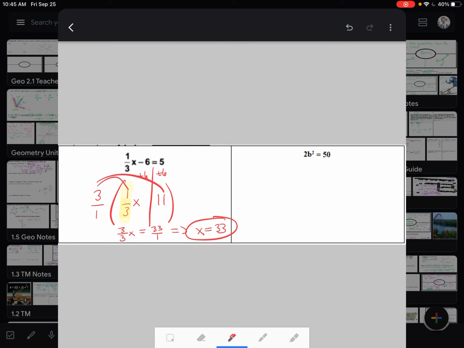As a second note here, if you have b squared, the way that we're going to get that to just b is to take the square root of both sides. So just know that to get from b squared to b, we're going to take the square root. So that's a hint for number 2.